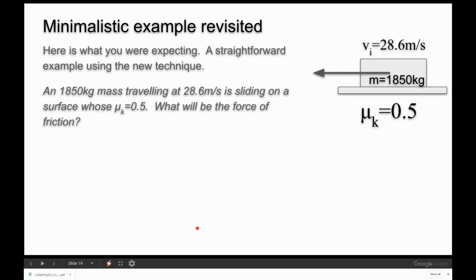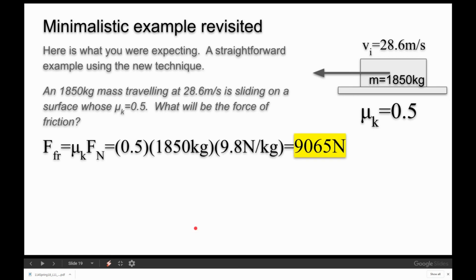Now let's go back to our minimalistic example. This is what you were really expecting as a question from a teacher. An 1,850 kilogram mass traveling at 28.6 meters per second is sliding on a surface whose friction coefficient is 0.5. What will be the force of friction? And you go, oh, okay, I know how to do this one. We were just given a formula yesterday to do this one. So this is simple. Force of friction is mu times Fn, and I just put in the values in the problem, boom, boom, boom, 9,065 newtons.